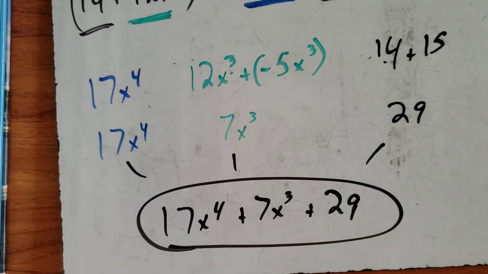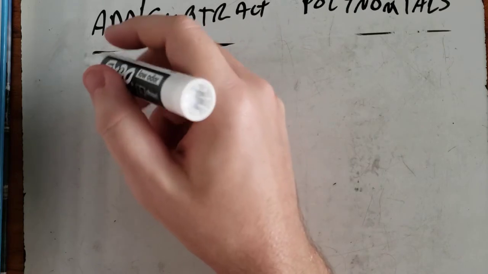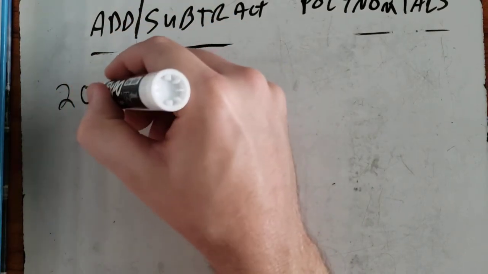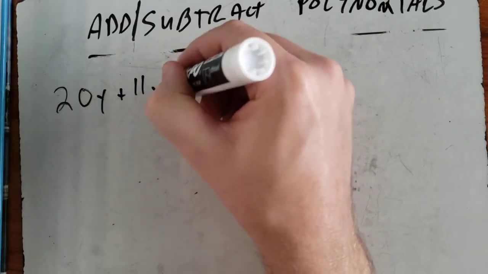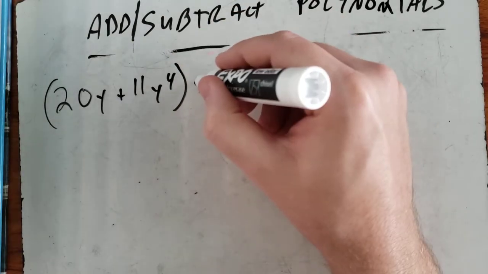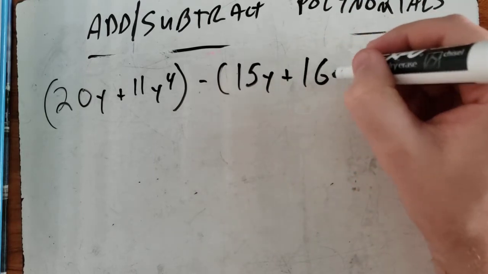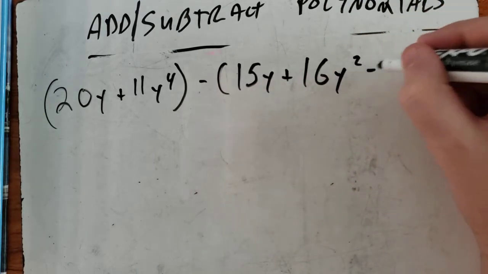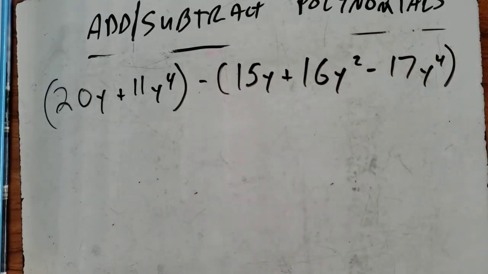Let's do one more. Let's do 20y plus 11y to the fourth, and then it's minus 15y plus 16y squared minus 17y to the fourth. Okay, a lot of numbers here.